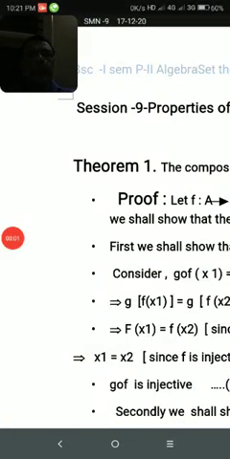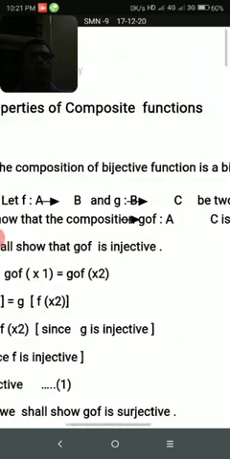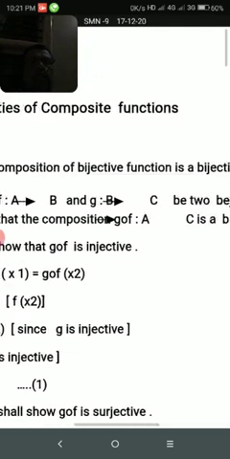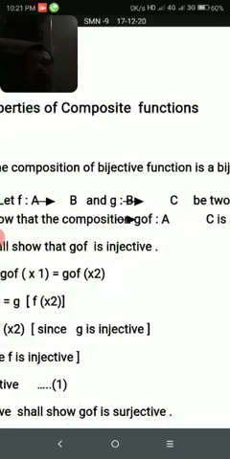Good morning to everybody. Today we shall start session number 9, properties of composite functions. So, in this, theorem number 1: composition of bijective functions is bijective.